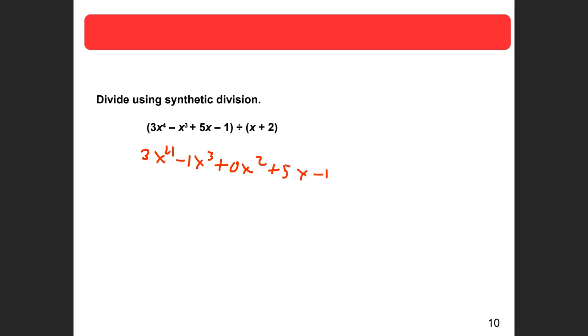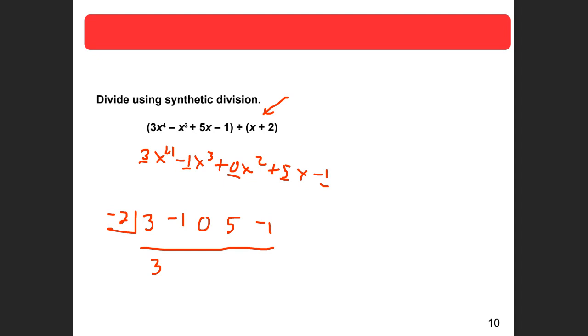So now if I'm going to do synthetic division, I take the numbers in front, and if you didn't put that 0 in there, it's going to really mess up your answer. So I've got 3, negative 1, 0, 5, negative 1. What makes this equal to 0? Negative 2. So I bring my first term down. Just bring the 3 down.